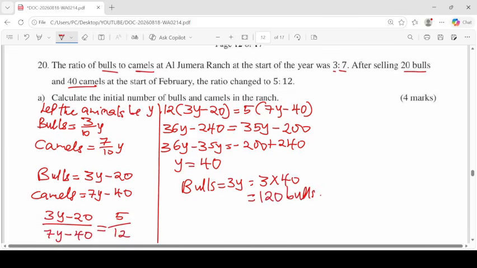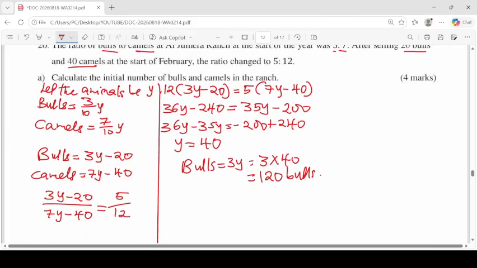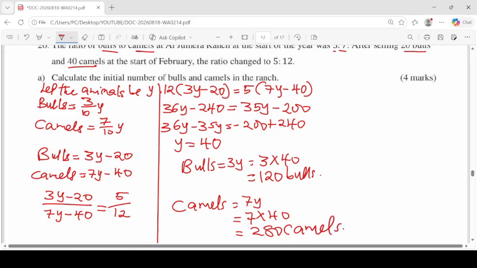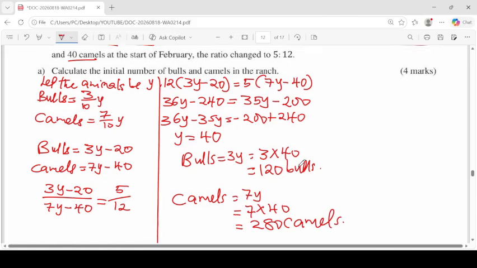Then we can also get the number of camels. To compute the number of camels is 7y. So this is like saying 7 times 40, which is 280 camels. So that is the initial number of bulls and camels in the ranch. Let's make progress to part B.